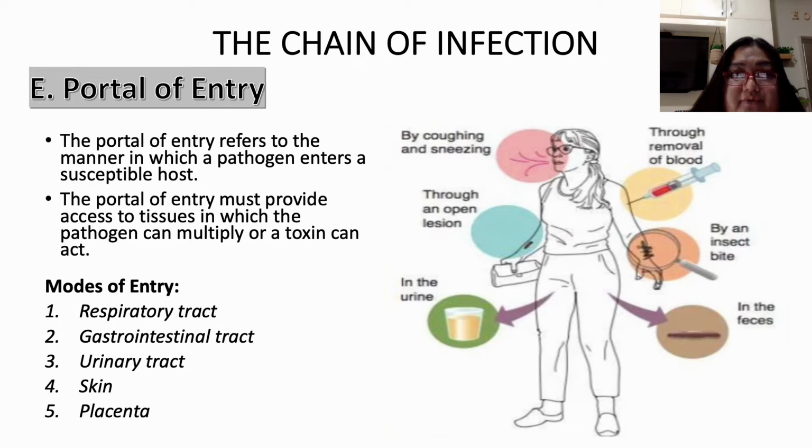Respiratory tract through coughing, sneezing. GI tract through feces. Urinary tract through urine. Skin through an open lesion, insect bite, or removal of blood. And also placenta. Yung placenta naman, it may be a route of entry sa maternal and fetal infection.